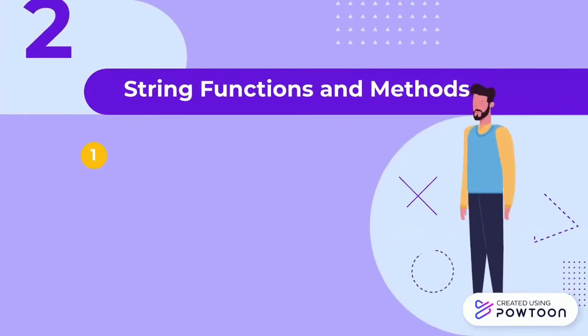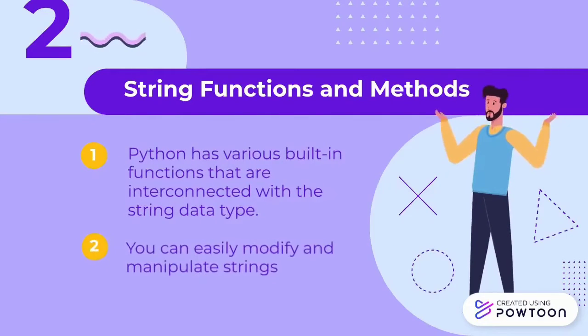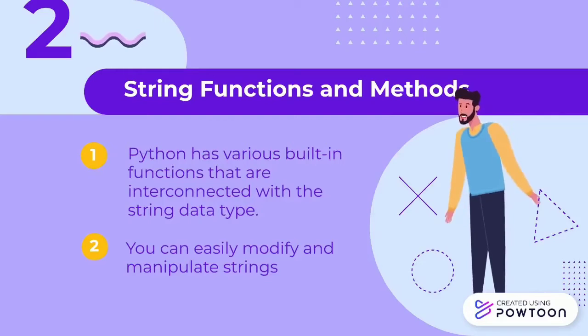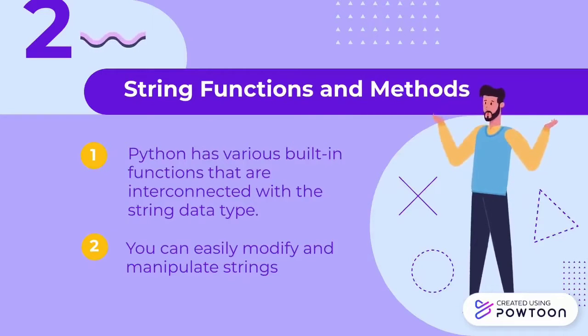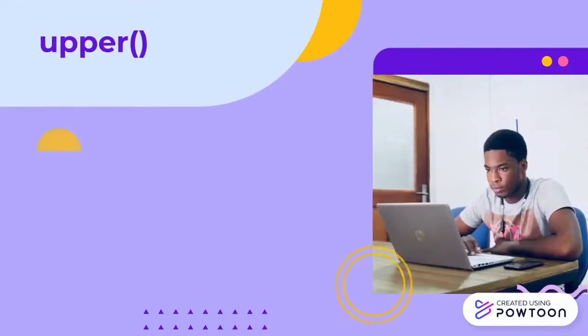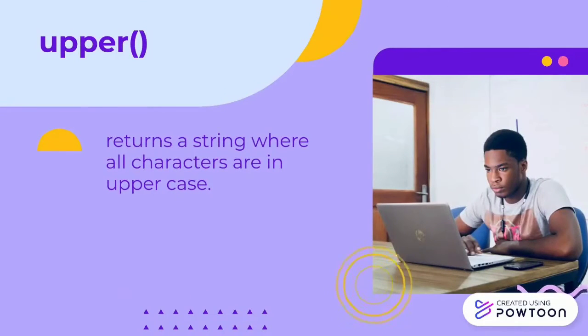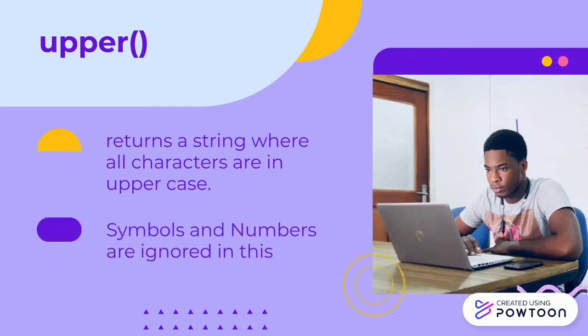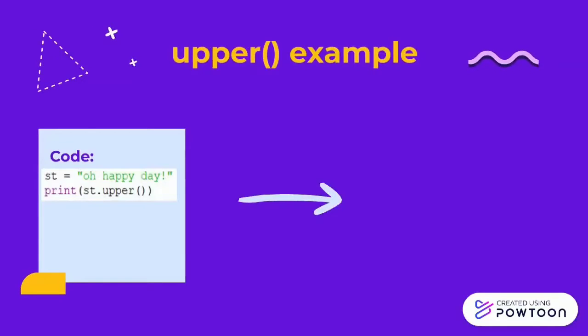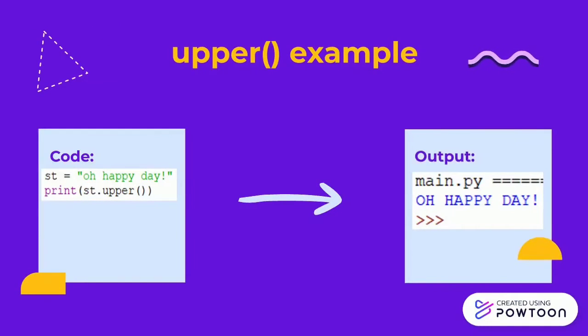String functions and methods. Python has various built-in functions that are interconnected with the string data type. You can easily modify and manipulate strings. The first, upper, returns a string where all characters are in uppercase. Symbols and numbers are ignored in this. As you can see in the code, we used upper, and the output is in uppercase.